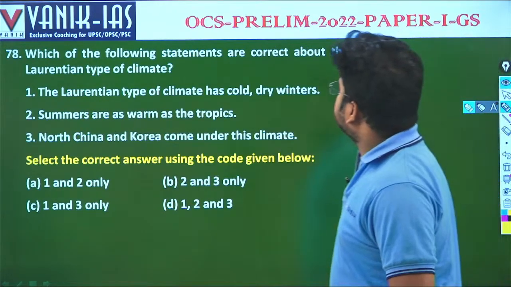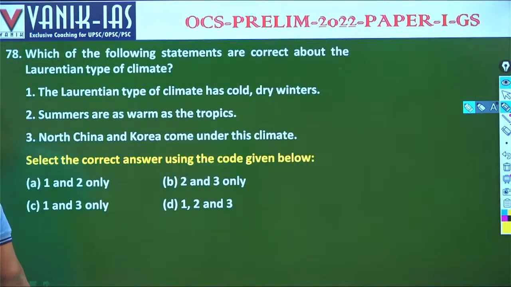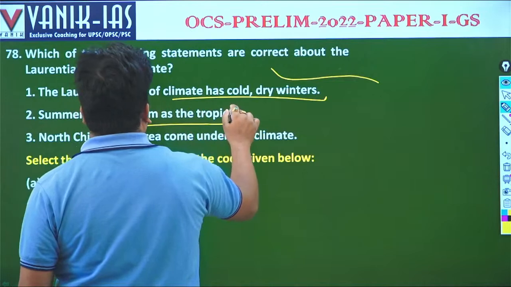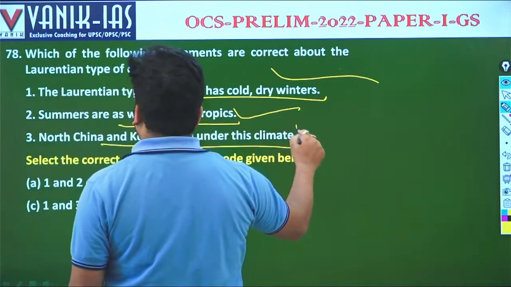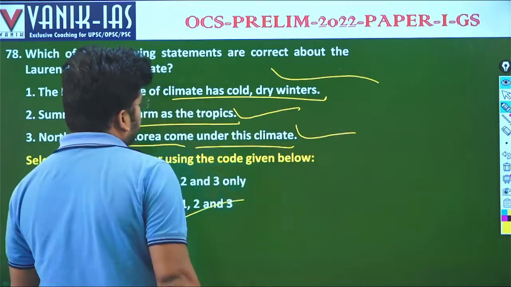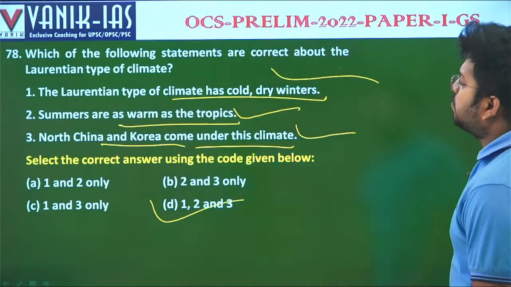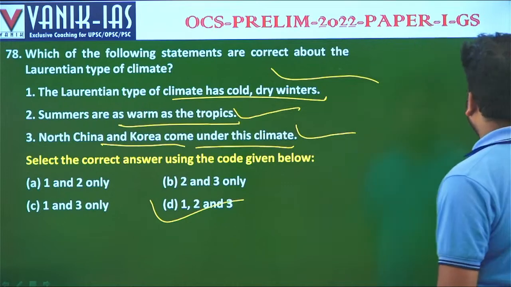Which of the following statements are correct about the Low Russian type of climate? Low Russian type of climate has cold and dry winters. Yes, cold and dry winters, right? Summers are warm as the tropics. North China and Korea come under this climate. All the options 1, 2, 3 are right regarding the Low Russian type of climate.